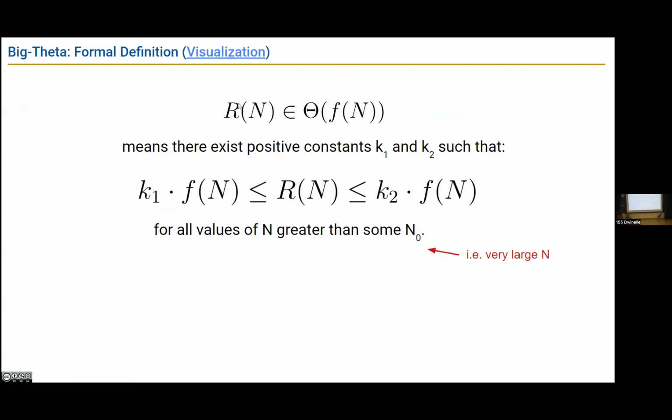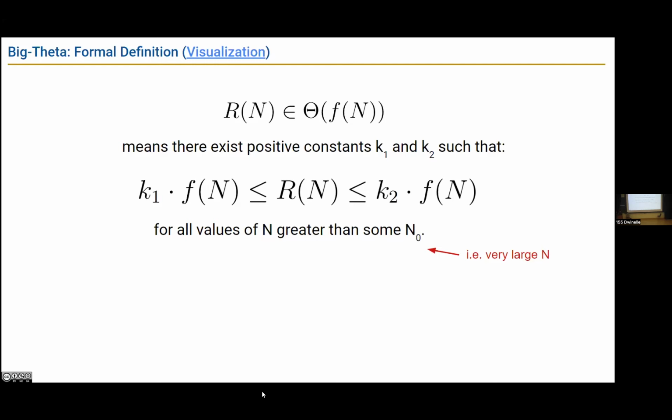What this is saying is that a function r is defined to be in theta of f if there exist these two constants, k1 and k2, such that this equation holds. So f of n is probably some simple function. K1, K2, you just pick some constant factors. And if r of n is less than a constant factor times f and greater than a different constant factor times f, then we say that r grows at just about the same rate as f does.